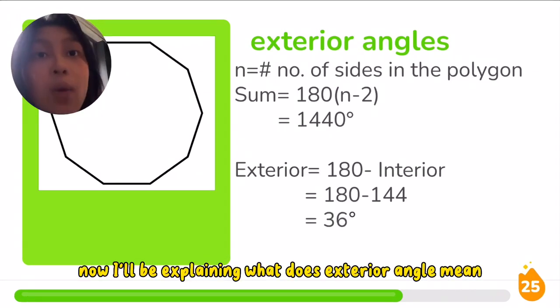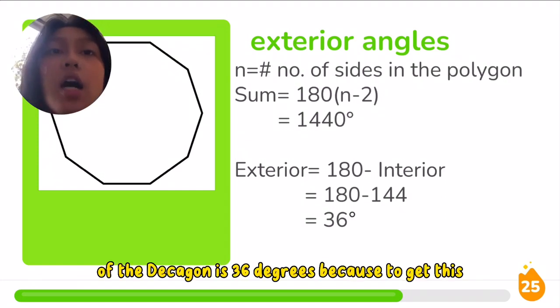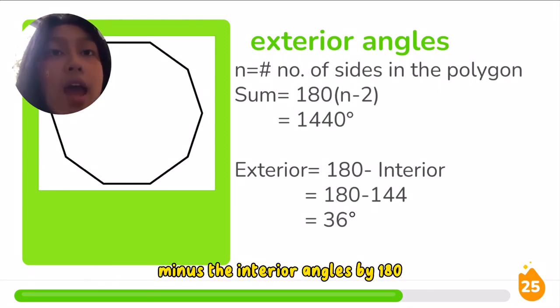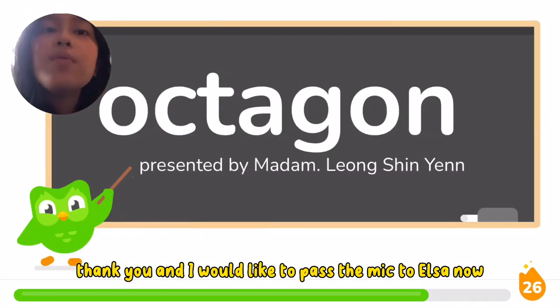Now I'll be explaining what exterior angle means. The exterior angle of the decagon is 36 degrees because to get this, you simply subtract the interior angle from 180. For this polygon, it would be 180 minus 144, which is 36 degrees. Thank you, and I would like to pass the mic to Elsa now.